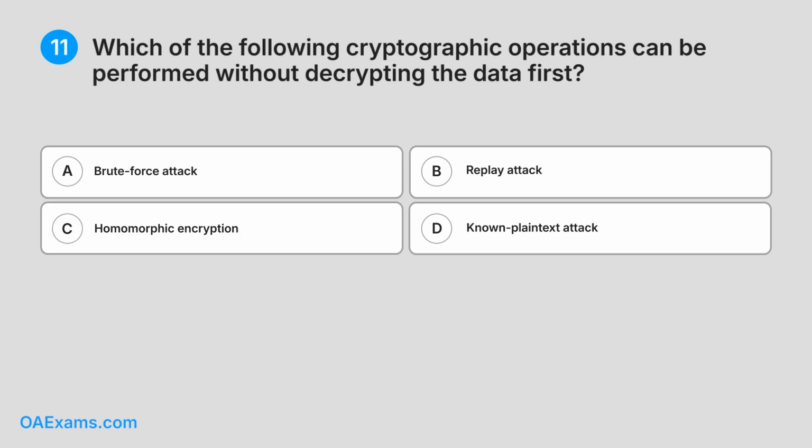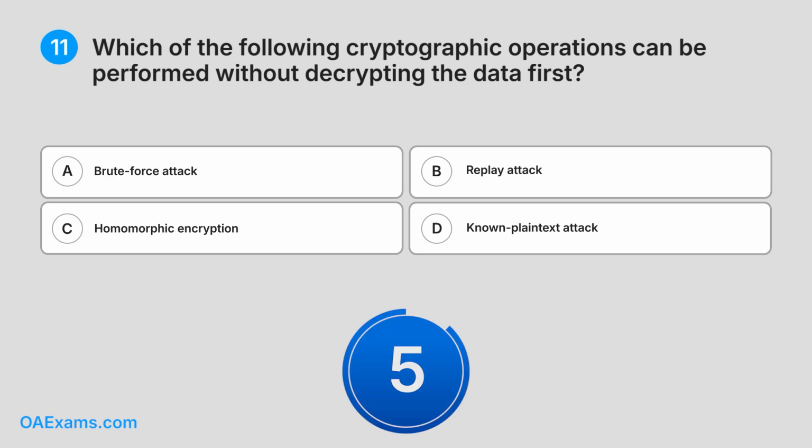11. Which of the following cryptographic operations can be performed without decrypting the data first? A. Brute force attack. B. Replay attack. C. Homomorphic encryption. D. Known plaintext attack. Do you know the answer?